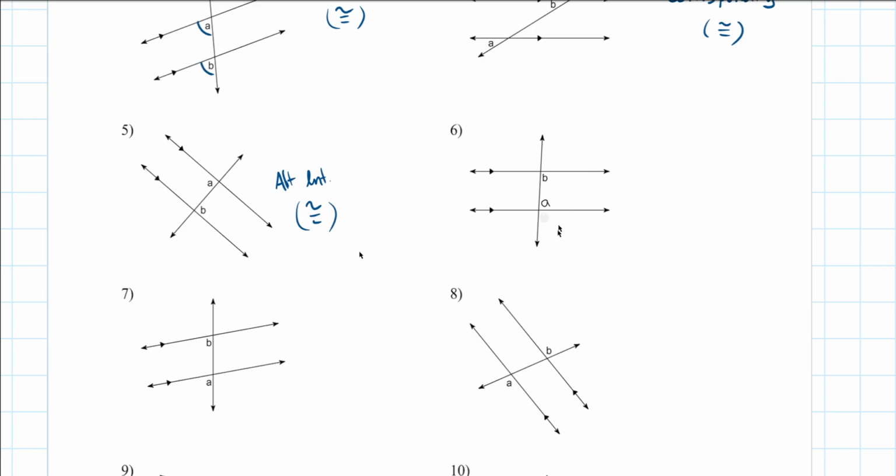How about these guys right here? A and B, they're both on the inside, so it's either going to be alternate interior or consecutive, but they're both on the same side of the transversal. Alternate interior, same side. Nope. Alternate means opposite. So these must be consecutive angles. And they are. They're adjacent to each other on the same side of the transversal and on the inside of the parallel lines.